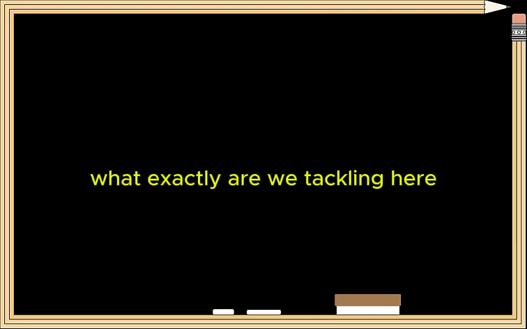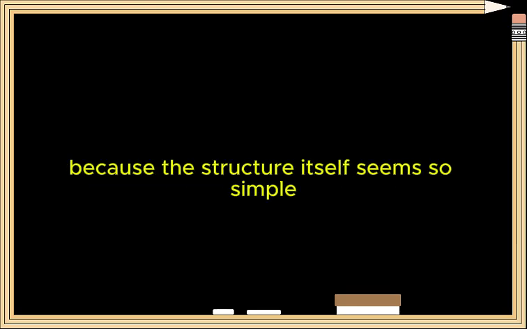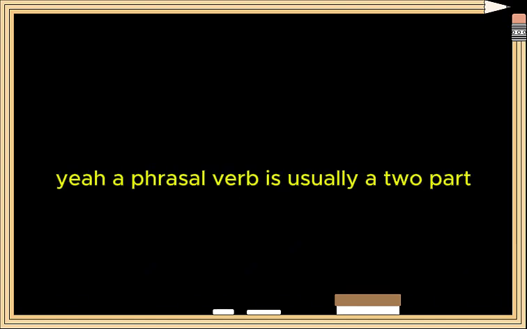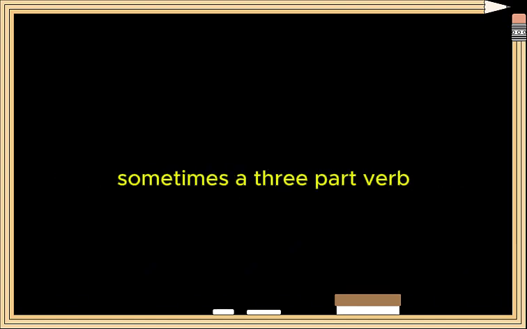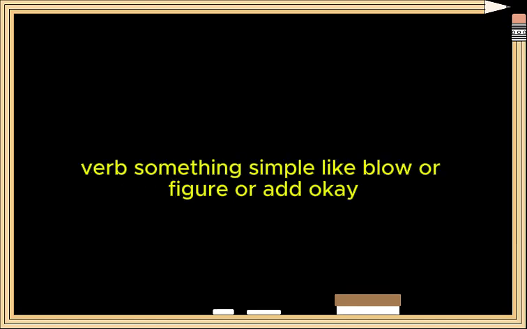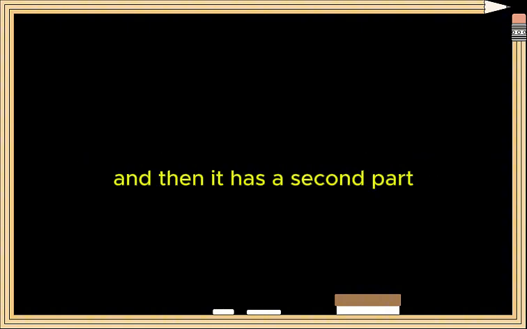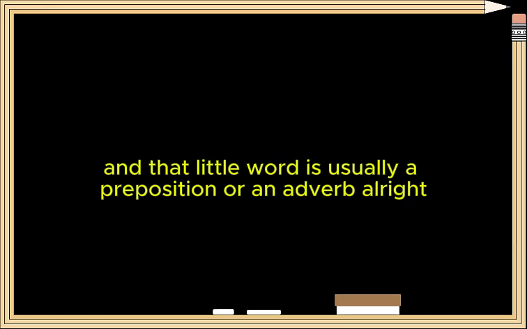So let's start with a clear definition. What exactly are we tackling here? Because the structure itself seems so simple. It's deceptive, isn't it? A phrasal verb is usually a 2-part, sometimes a 3-part verb. It starts with a regular base verb, something simple like blow or figure or add. And then it has a second part, which we call the particle. And that little word is usually a preposition or an adverb.